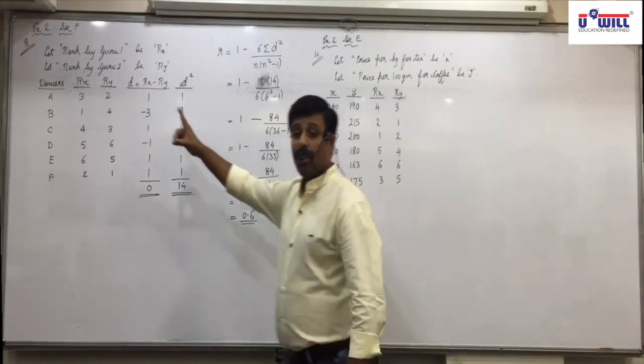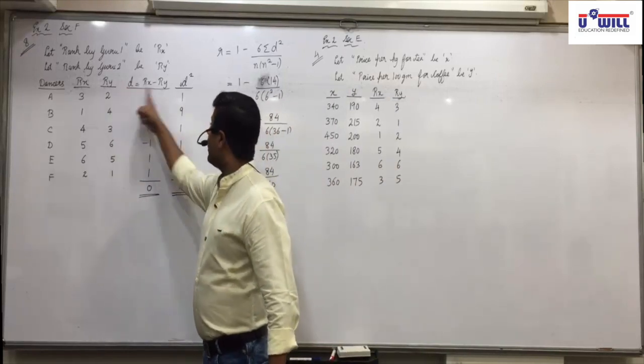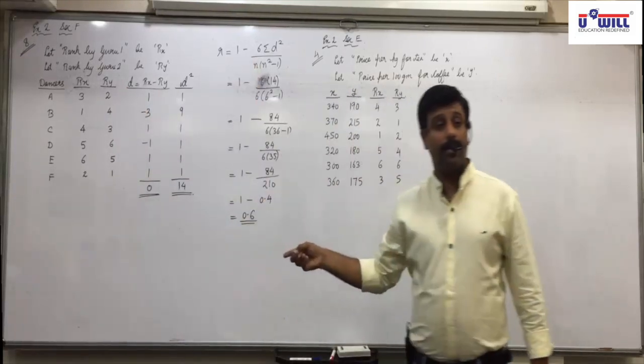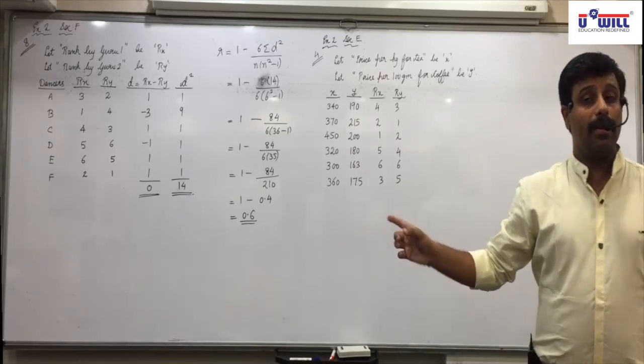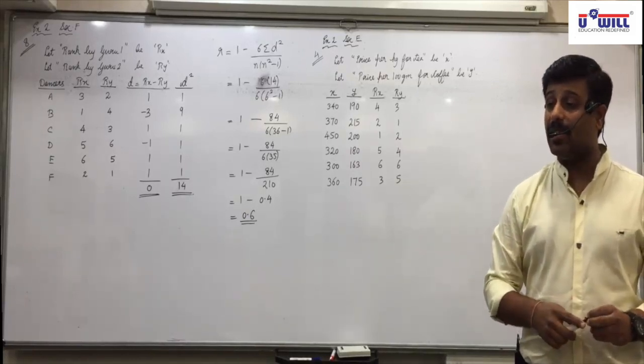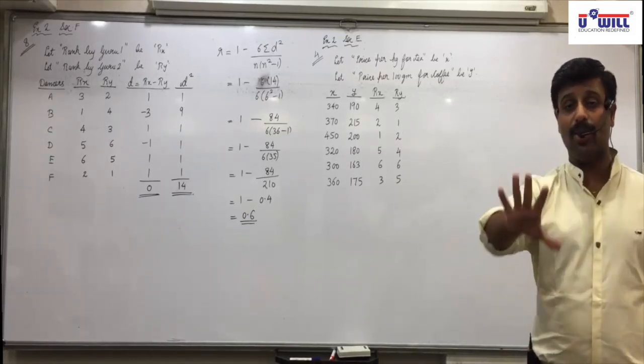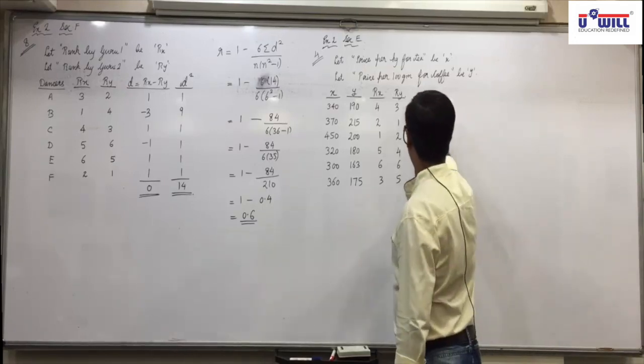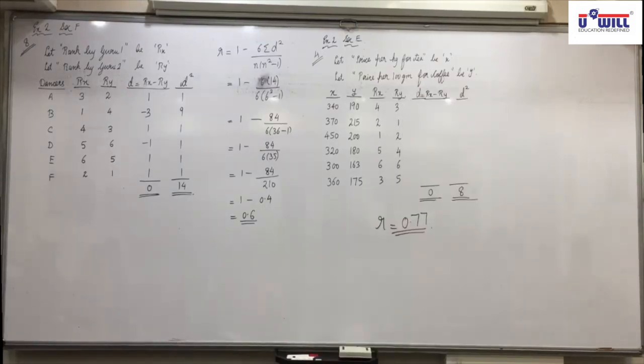Can you do it further on your own? Yes. You will find d square and apply this formula. After finding d, verify whether the total comes to 0 or not. So continue on your own. I'll give you 3 to 4 minutes. Who is still solving this? Raise your hand. All have completed?